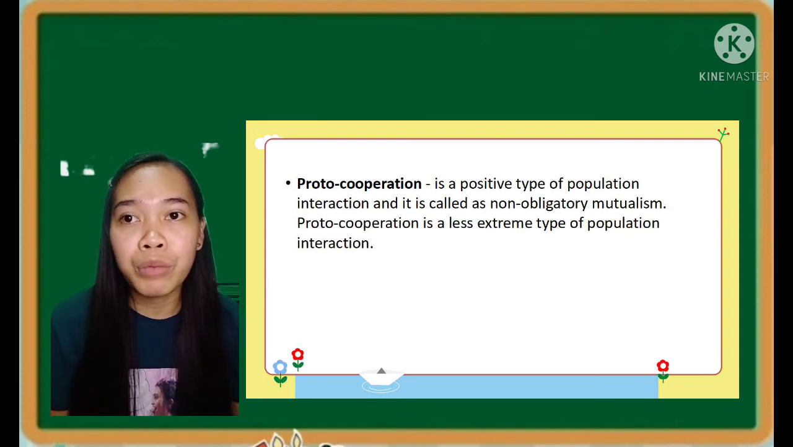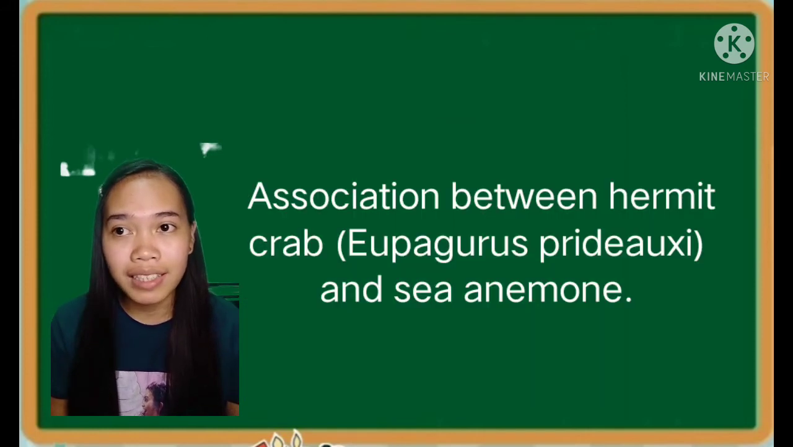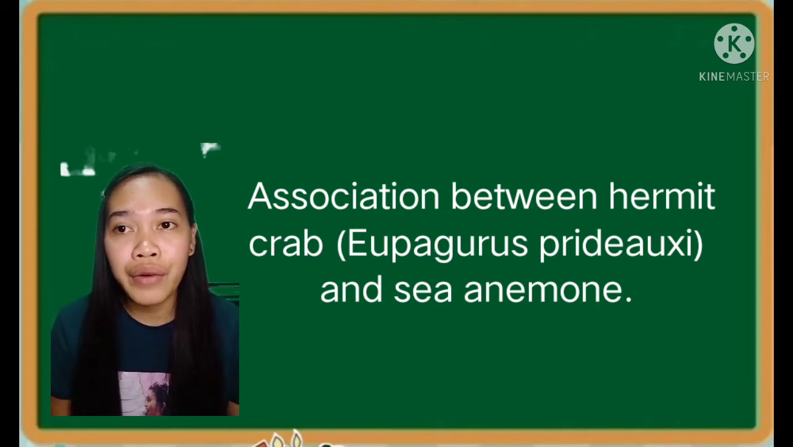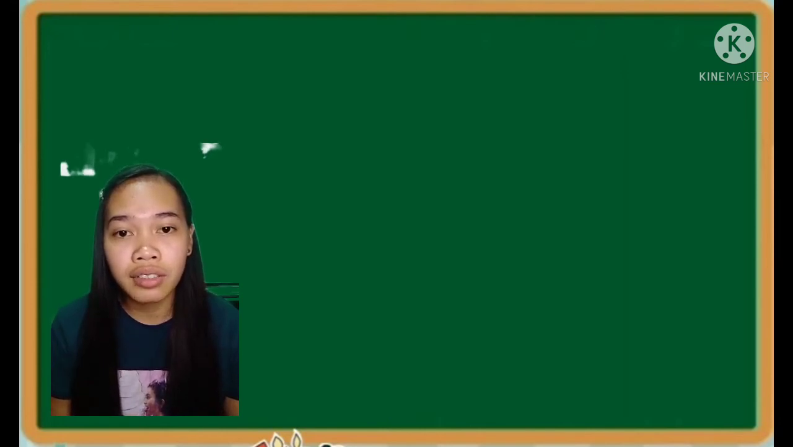It is different from mutualism in the sense that the association is not essential for the survival of any of the species. One example of proto-cooperation is the association between hermit crab and sea anemone. The sea anemone is carried by the crab to fresh feeding sites, and the crab is in turn protected from enemies by the sea anemone. So that's for the positive biological interactions in the ecosystem.